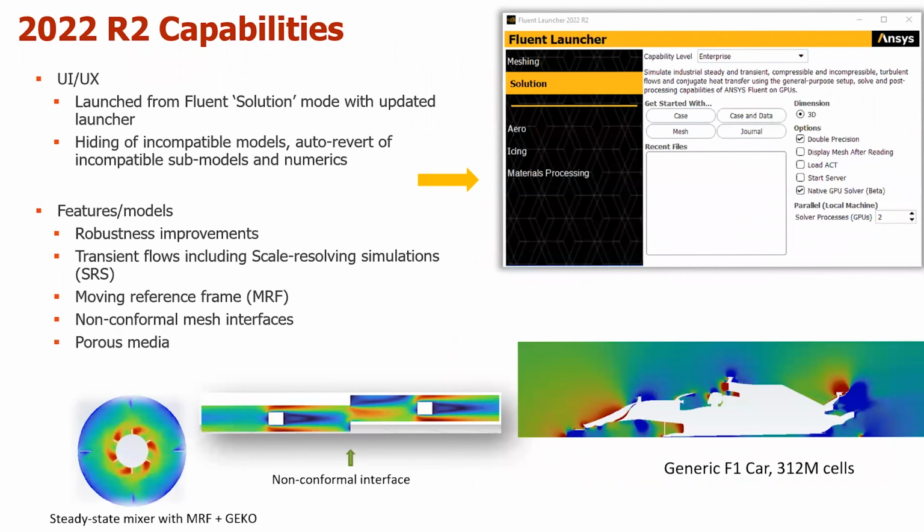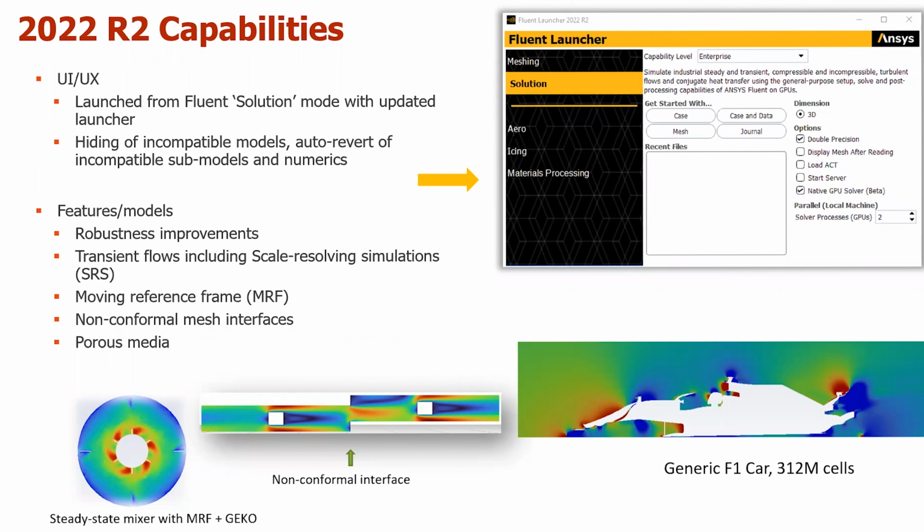Now, just to hone in on some of the 2022 R2 capabilities, this is the latest Ansys version that was released in July of this year. They've made some significant improvements to the user interface itself. Earlier, you had to launch it from the command prompt, but now you can launch it from the Fluent Launcher window itself. As you can see on the slide, all you need to do is check the native GPU solver box over here, and then select how many GPUs you want to solve on. And that will launch Fluent in the native GPU mode.